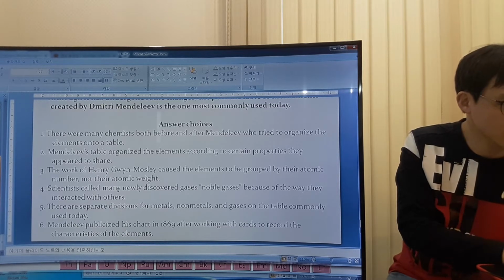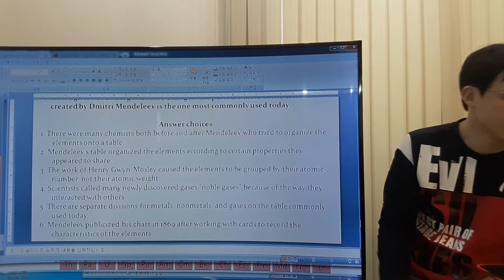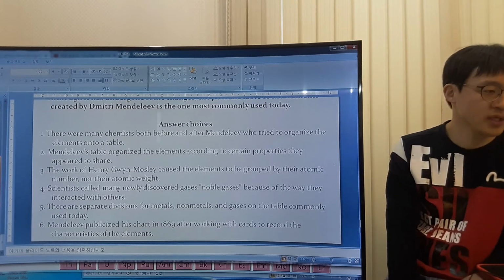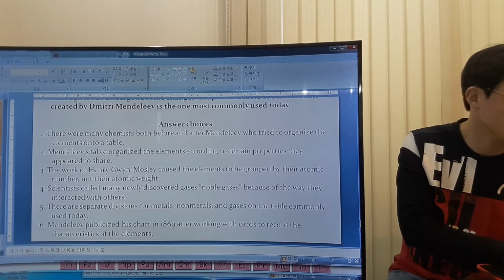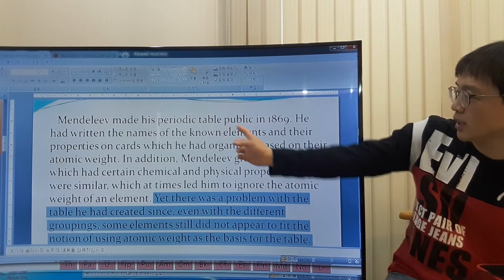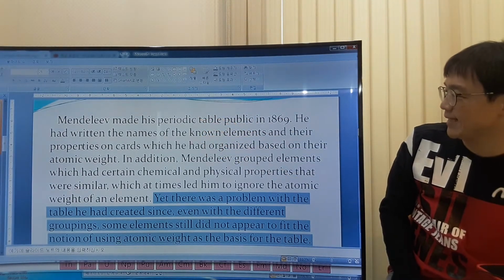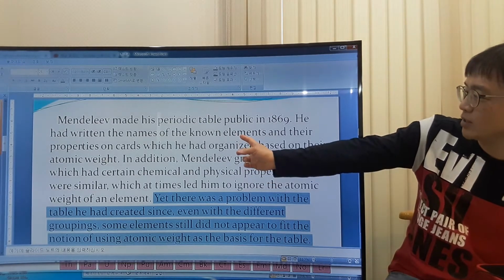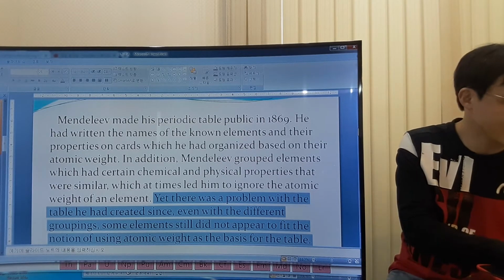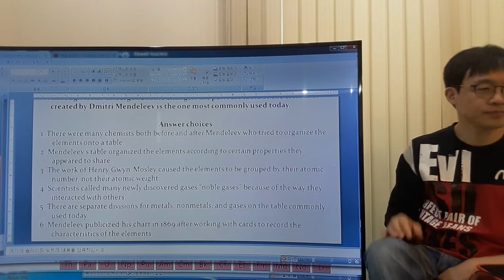Mendeleev publicized his chart. Publicize means make it known to the public, make it known to all the people. In 1869, after working with cards to record the characteristics of the elements. This is right? It says there. Mendeleev made his periodic table public in 1869. He wrote the names of the elements and properties on cards, which he had organized based on the atomic weight. So this is right. Everything is right.